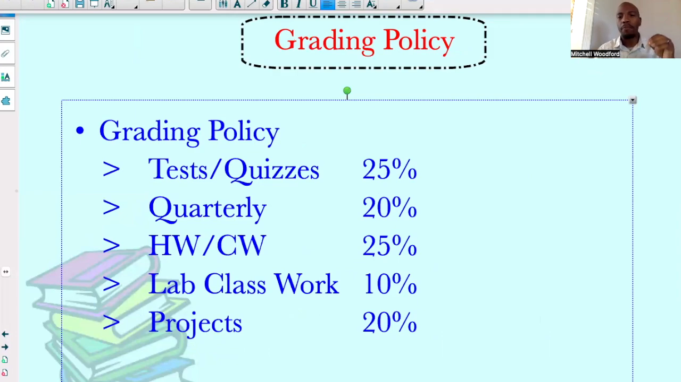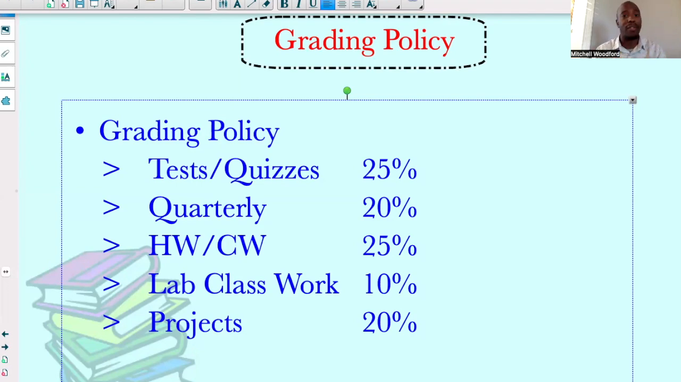Okay. Grading policy. Keep in mind there's a grading policy here. Tests and quizzes are 25%. Your quarterly is 20%. That's a test at the end of the quarter. Homework and classwork are 25%. You'll know that those WSQs, right, are your homework. Whereas in class, we have classwork assignments we're going to do as well. And there is a lab class as well that some of you guys have. If you have the lab class, know that it's 10% of your entire grade.